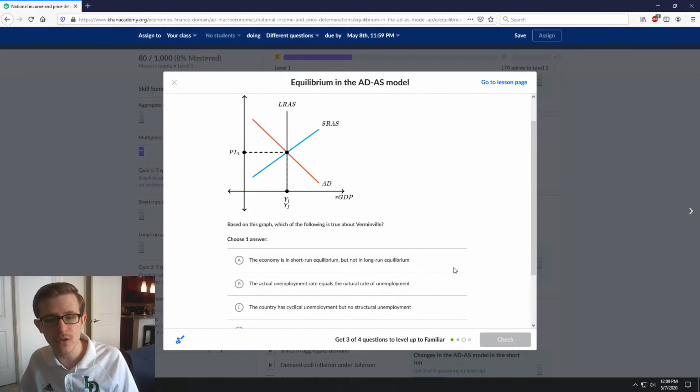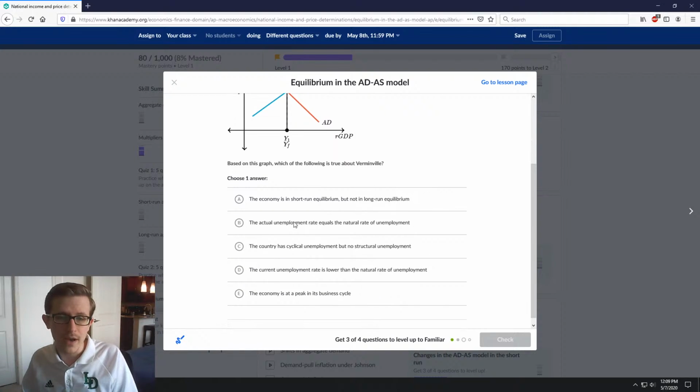The country has cyclical unemployment, but no structural. So like we talked about last time, when we're talking about the natural rate of unemployment, it is frictional plus structural, and cyclical is not included. So that would mean that there is no cyclical unemployment, and there will be structural unemployment. So it's not going to be C.